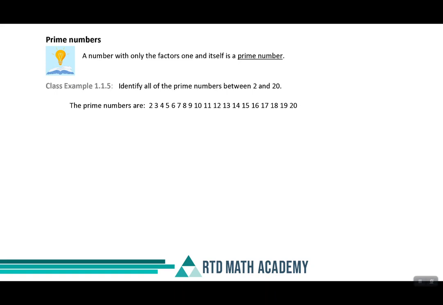We're going to continue with our theme of factors. As a reminder, a factor is a number that is going to be evenly divisible or divided evenly into another number. We're going to look at a special case of prime numbers today. And a prime number has only got two factors. The two factors for a prime number are 1 and itself.